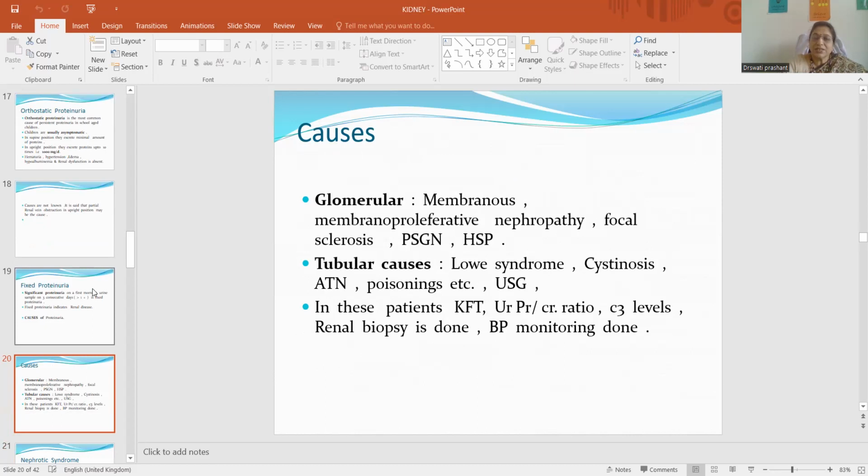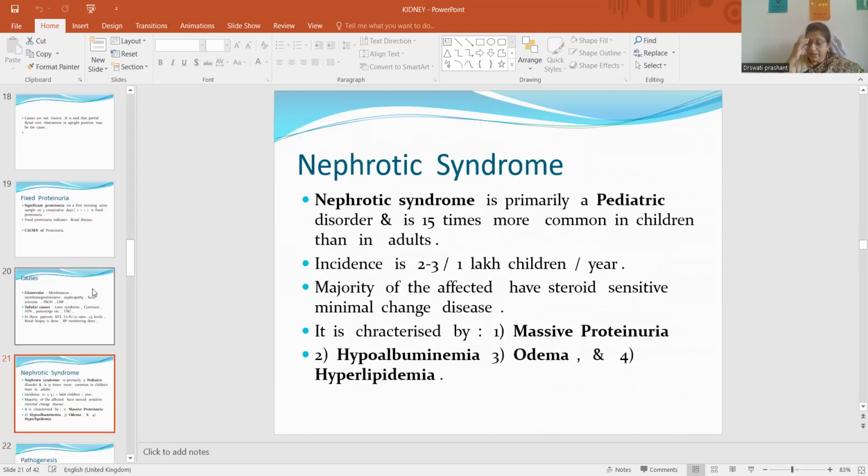In these patients, kidney function tests, urinary protein to creatinine ratio, complement levels, and renal biopsy should be done, along with ultrasound and blood pressure monitoring. Now coming to renal diseases.